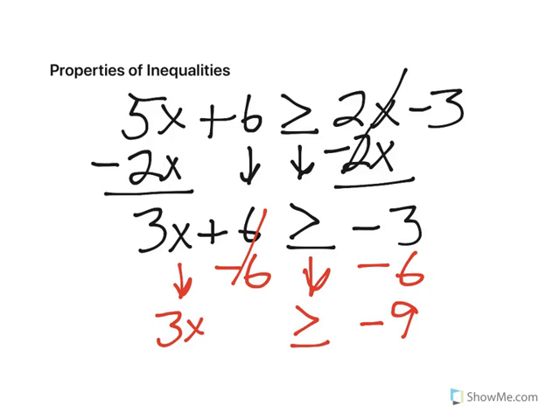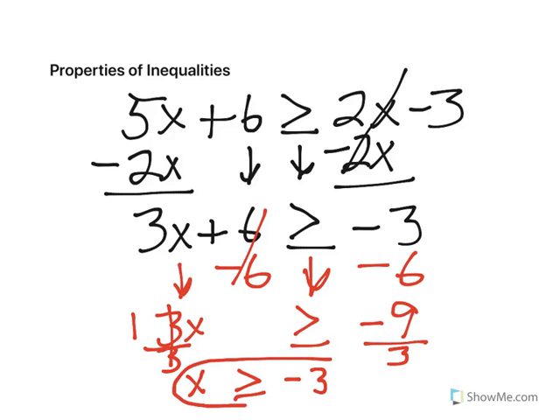Now I want to get the x by itself. So in this case now the division property of equality, I divide both sides by 3. 3 divided by 3 is 1. So I get the x coming down by itself is greater than or equal to negative 9 divided by 3 is negative 3. So there I get my answer. I've solved it. X is greater than or equal to negative 3.